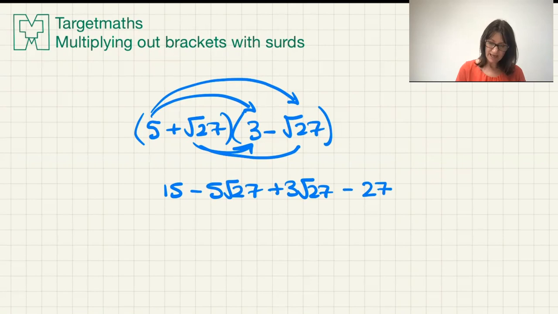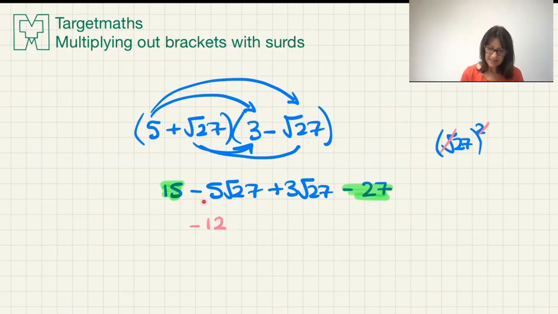So just a quick recap. If I've got root 27 and I'm timesing it by itself, then this gets cancelled off. And that is why I've got that 27 left here. I then just really look at the numbers that I've got. So I've got 15 here and I've got minus 27 coming out there. So tidying that up gives me minus 12.